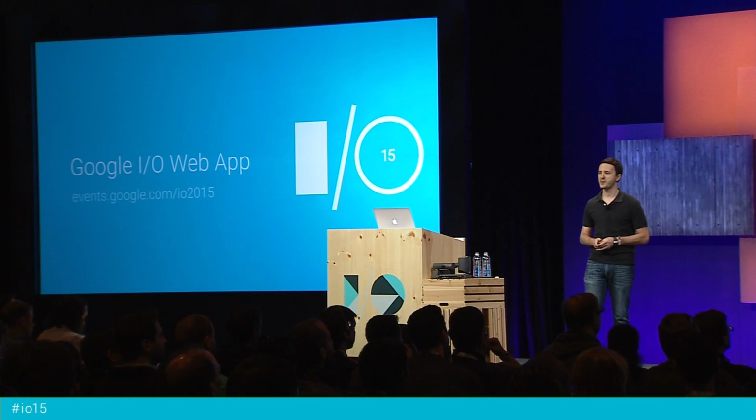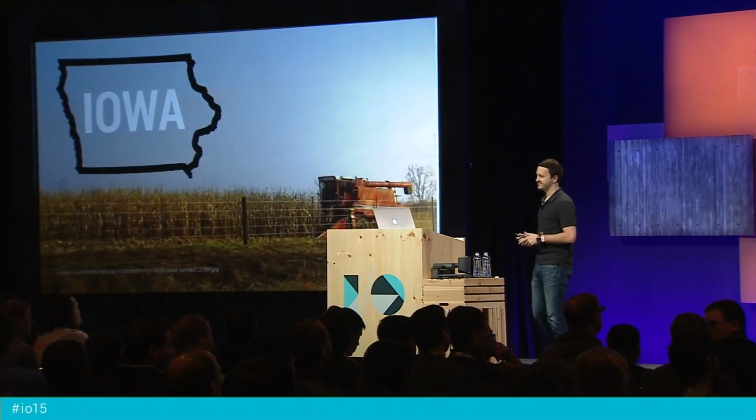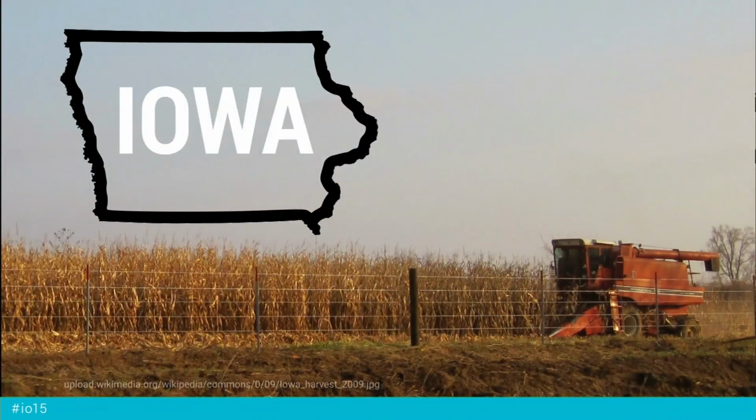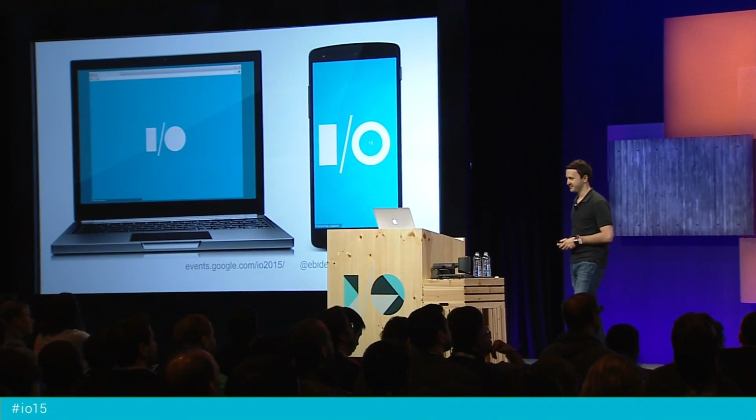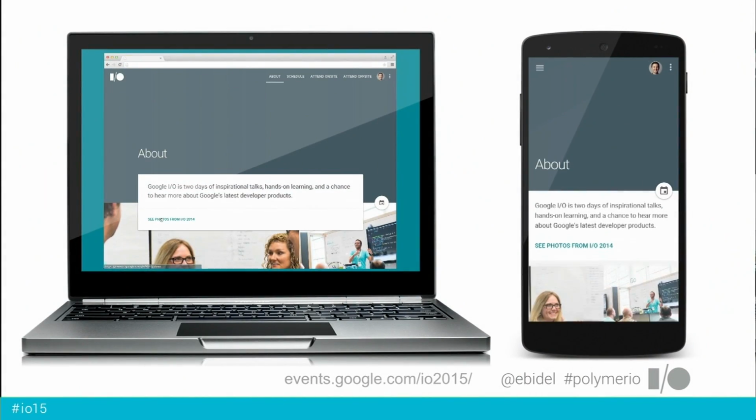How many people have used the web app in the last couple of days? A lot. Great. We call it Iowa. So I/O web app. It's a great state in the Midwest where I'm from. But if you hear me say Iowa, that's what I'm referring to, not the state. So Iowa is a really good example of a modern web platform. It works on desktop. It works on mobile really well.